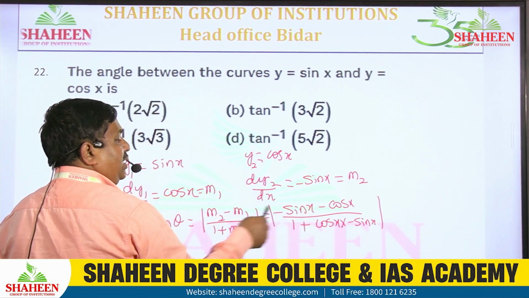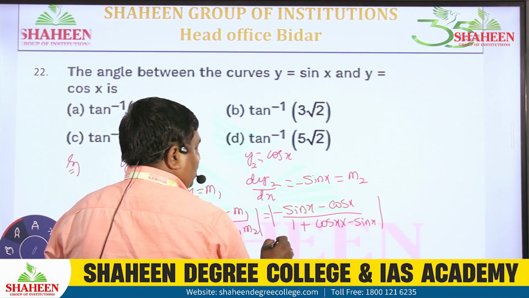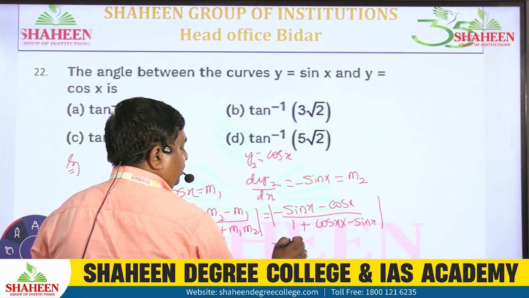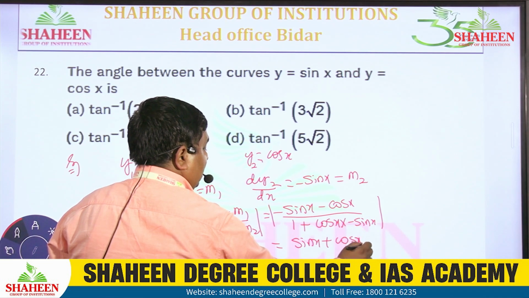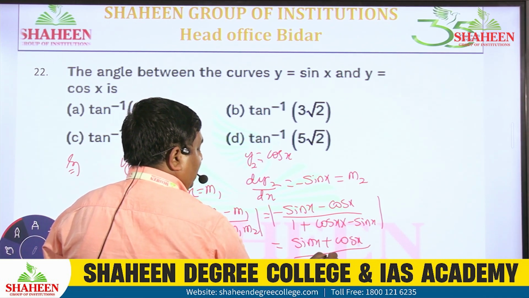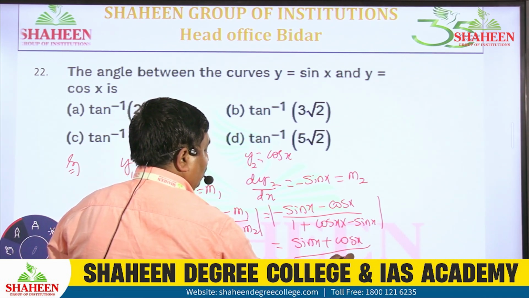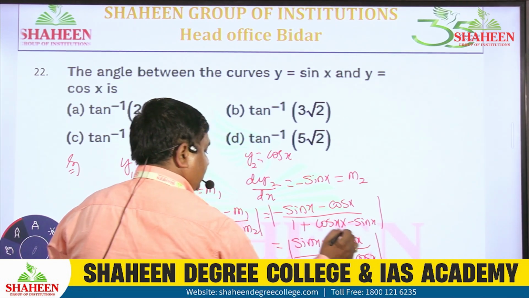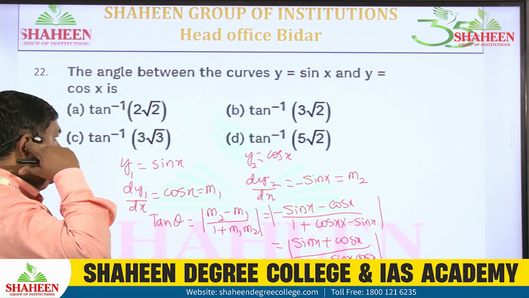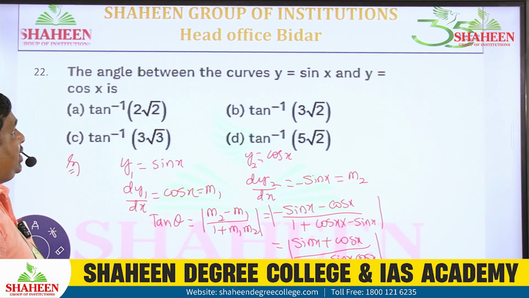On taking minus common, that becomes sin x plus cos x divided by 1 minus sin x into cos x.